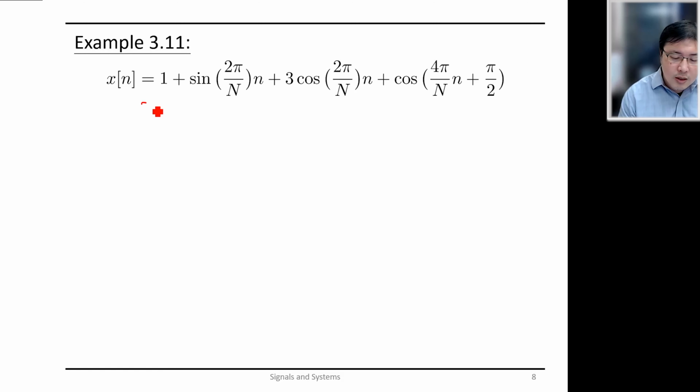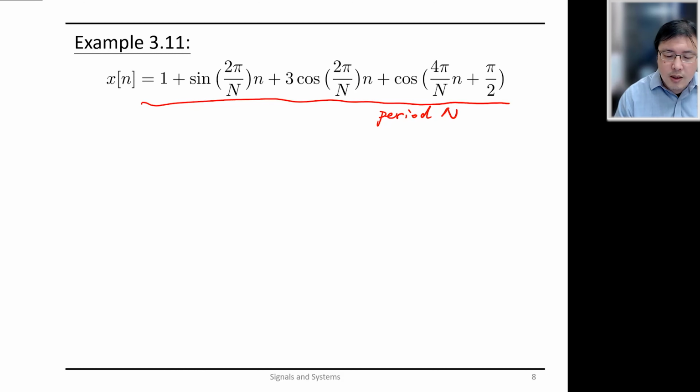So overall, this signal has period capital N. So you hope to be able to represent this using a Fourier series representation using the set of harmonically related complex exponentials that have period capital N. So you hope to write this as the summation of a_k e^(j k 2π/N n) for k summing over one period.